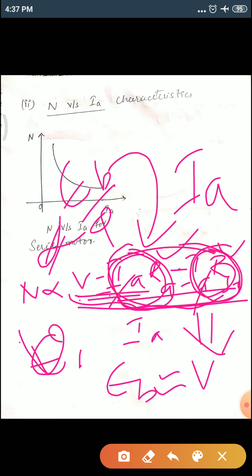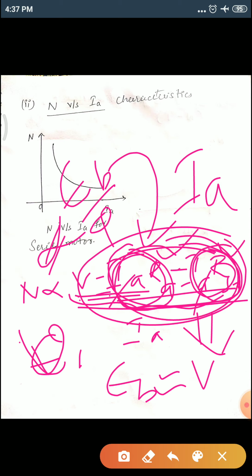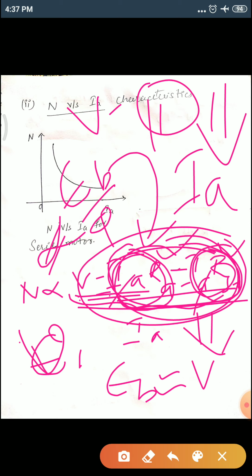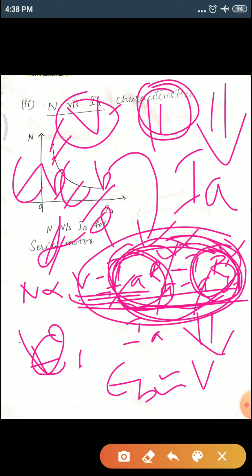I hope it is clear. The numerator value V minus this combination, the difference between these two, is very less. Whatever drop occurs is due to the RA value and RSE value, and these two values are very less. Therefore we can assume that this voltage remains the same. This is nothing but your EB only. Back EMF and supplied voltage are the same, we can assume.